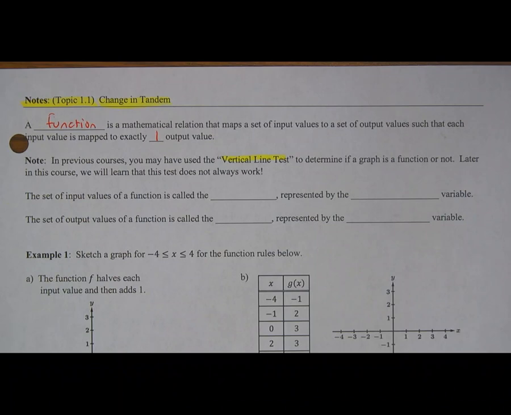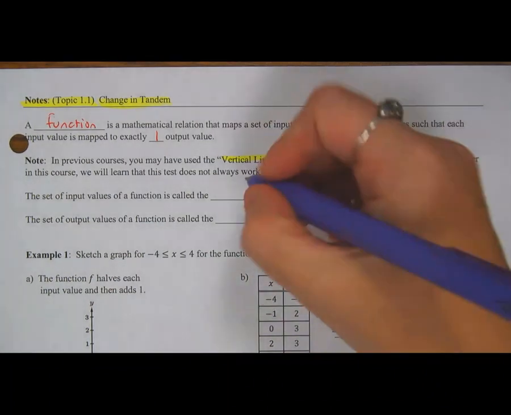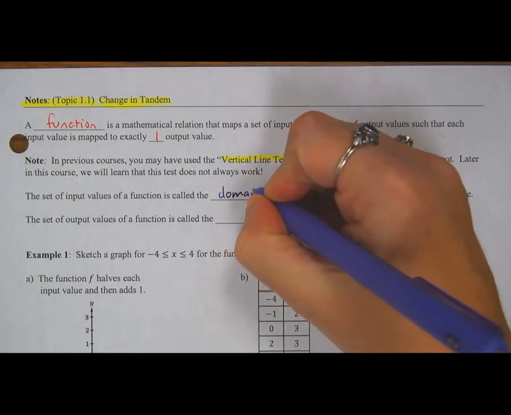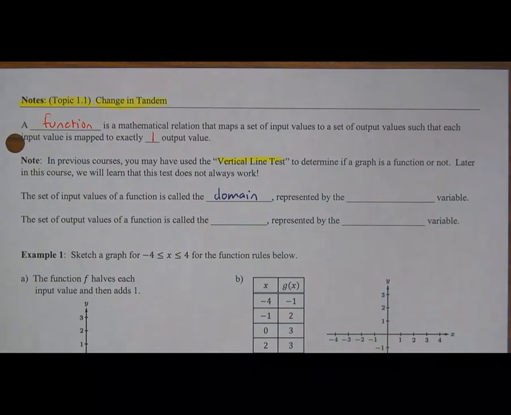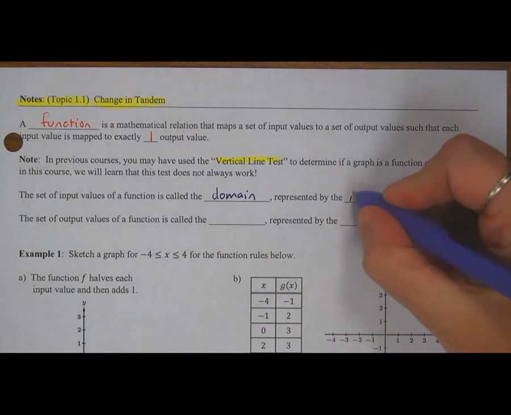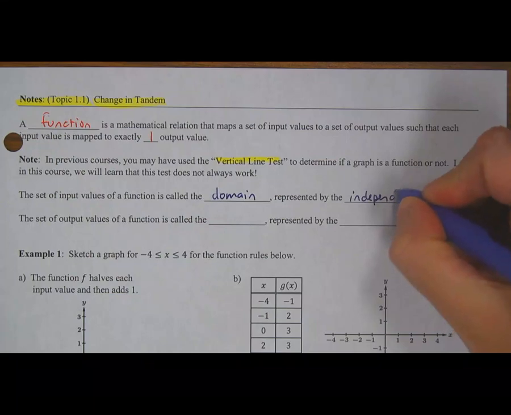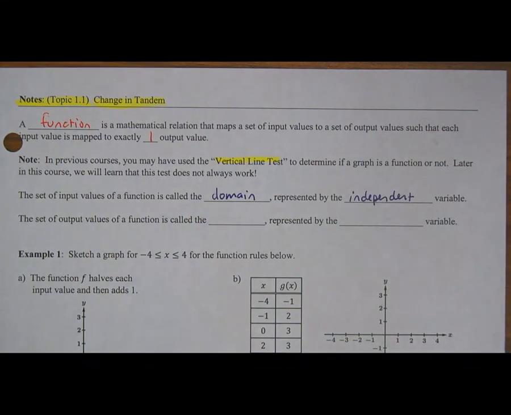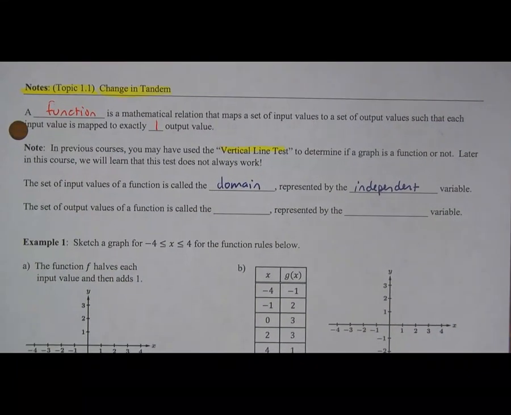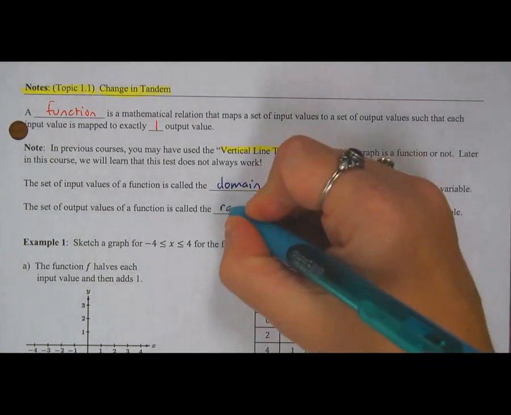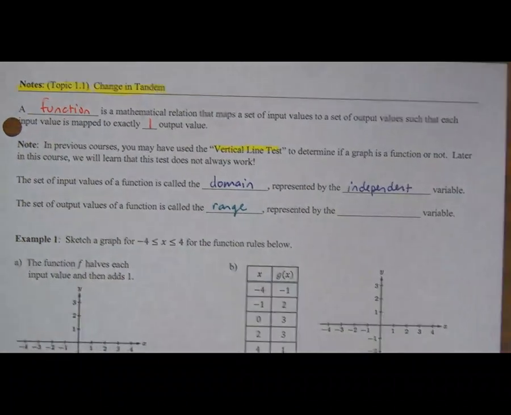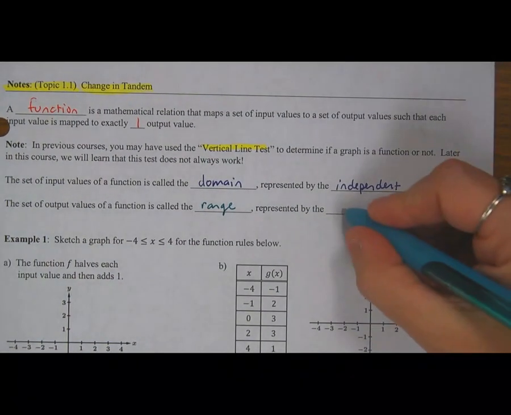When you're plugging into a function, those are like your x values. Everything you plug in, your input values, are called the domain. And that's going to be represented by the independent variable. If we're working on an xy plane, you can think of it as x. When you plug in a value and you get an answer, the output values create the range. And that's going to be represented by the dependent variable.